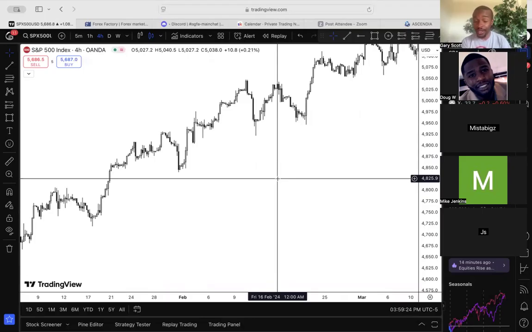What is supply and demand? Supply and demand is another word for order blocks, right? Order blocks is another word for supply and demand. Okay. In a demand moving market, the market should be moving up.